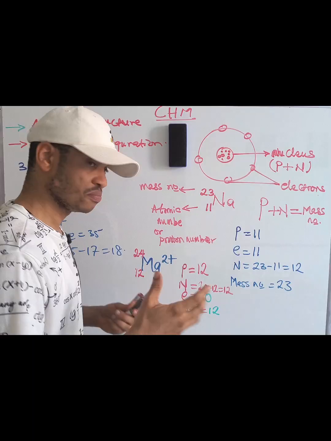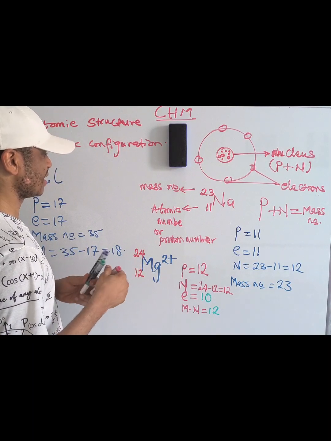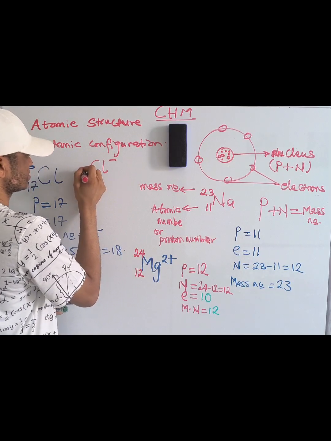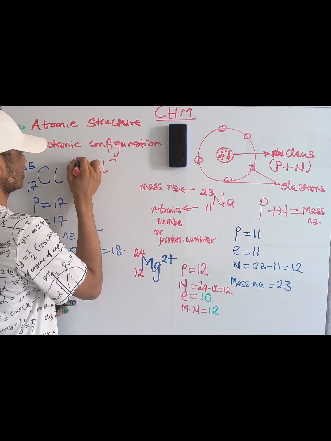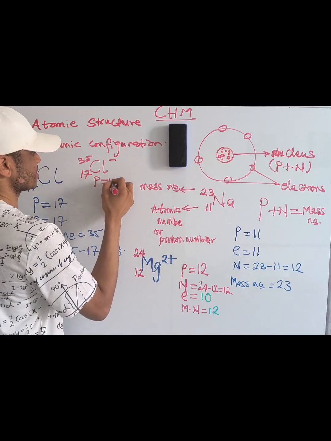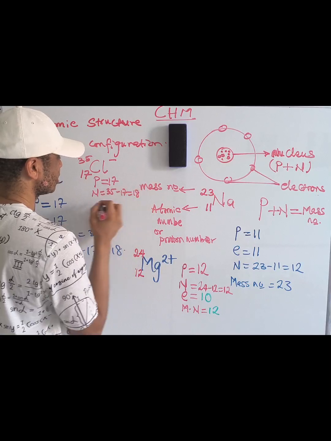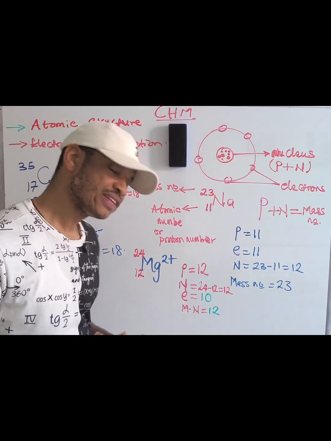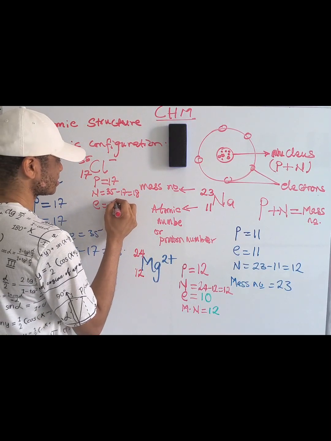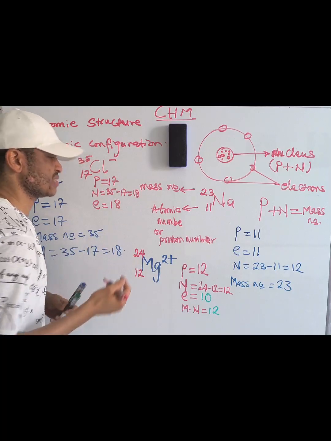Now let's do one more before we wrap up. Okay, so let's say we have an element, chlorine minus. This is the 17. This is the 35. The proton is 17. The neutron is 35 minus 17, which is 18. The electron, negative in chemistry, means it gained. Okay, so this is 18. So 17 plus 1. Then the mass number is 35.